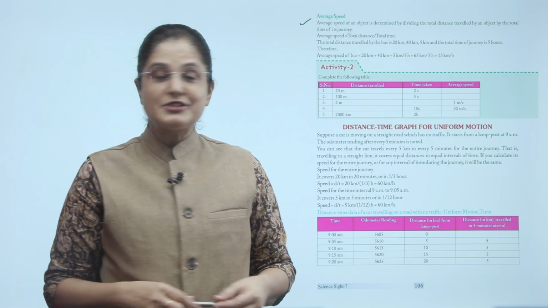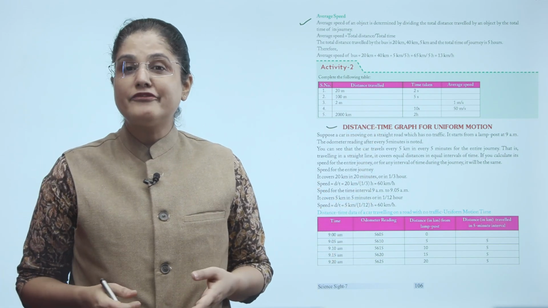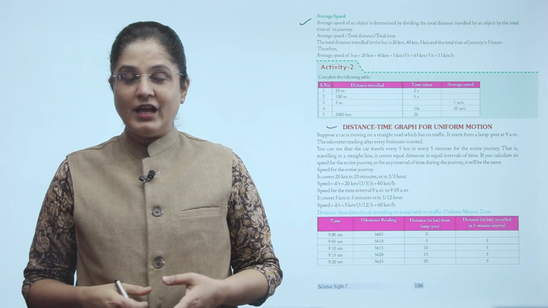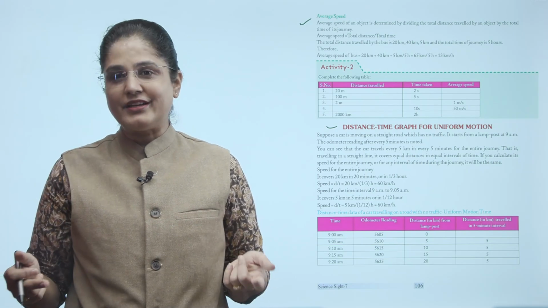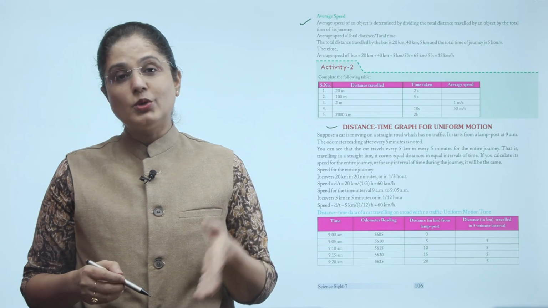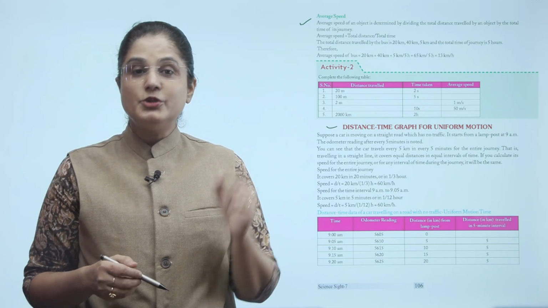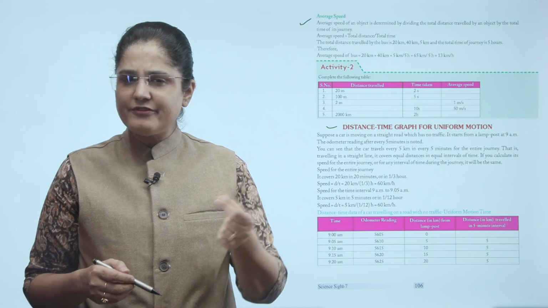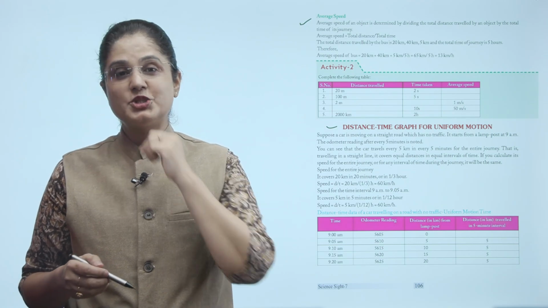Now this brings us to distance time graph for uniform motion. Now suppose a car is moving on a straight road which has no traffic. It starts from a lamp post at 9 a.m. The odometer reading after every 5 minutes is noted. Now you can see that the car travels every 5 kilometers in every 5 minutes for the entire journey.